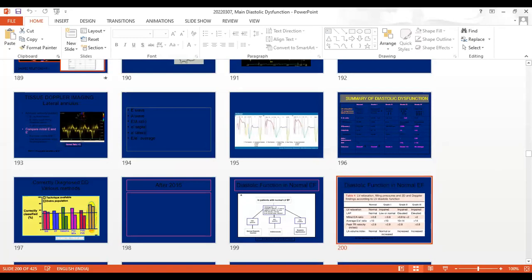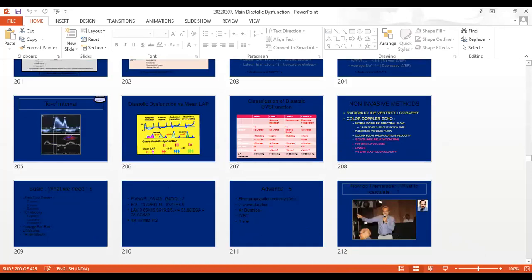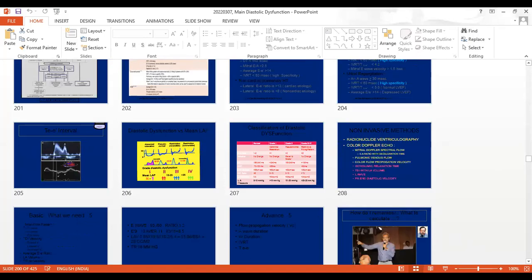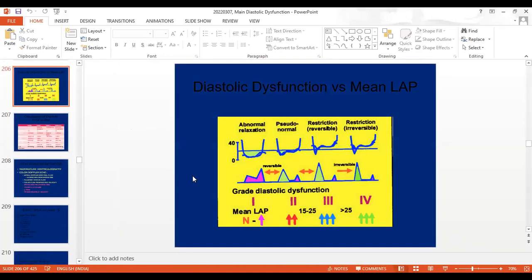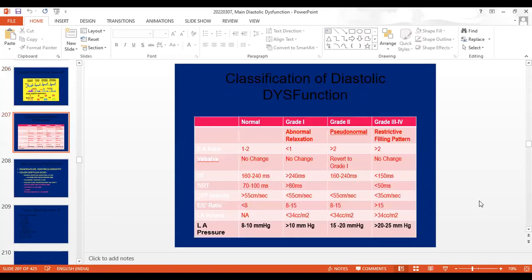Sir, can you show me the TDI pattern in grade 1 and grade 2? Tissue Doppler imaging pattern, grade 1, grade 2. The tissue Doppler pattern, I'm afraid will not be there in my slides, because grade 1, grade 2, the tissue Doppler pattern would be more or less the same. Because we do not use tissue Doppler pattern for grade 1, grade 2.